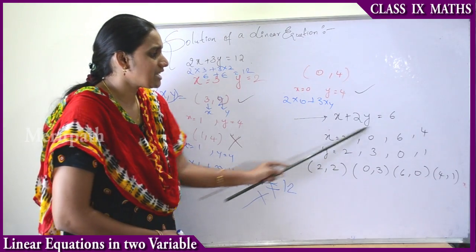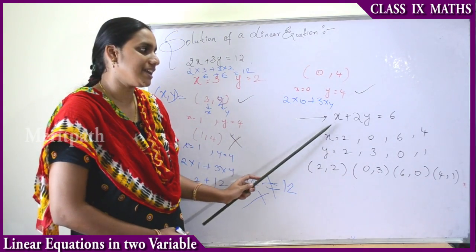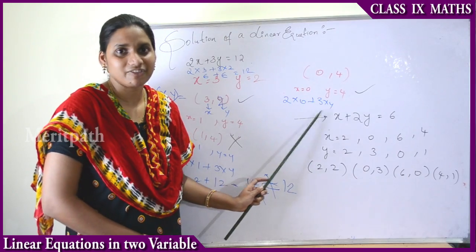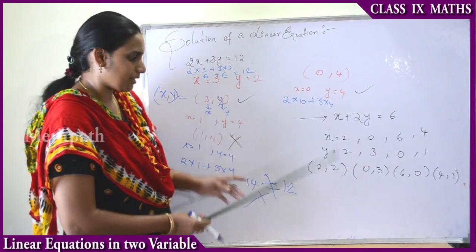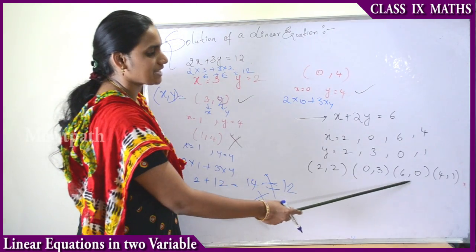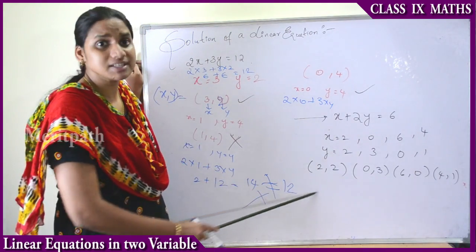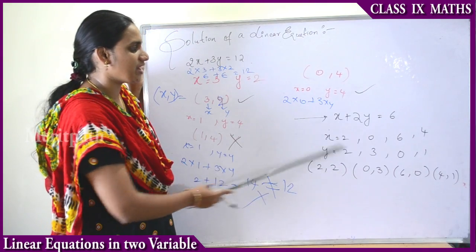When we take all these values for x and y, we get the resultant equal to 6, that is LHS equals RHS. Hence, all these sets are valid. That means 2, 2; 0, 3; 6, 0; and 4, 1. These four sets are the solutions for this equation.